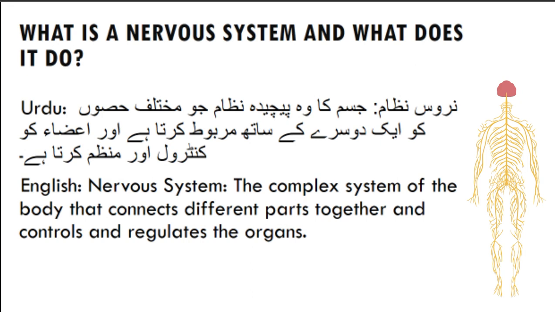What is a nervous system and what does it do? The complex system of the body that connects different parts together and controls and regulates the organs is called the nervous system. I also have the definition in Urdu.